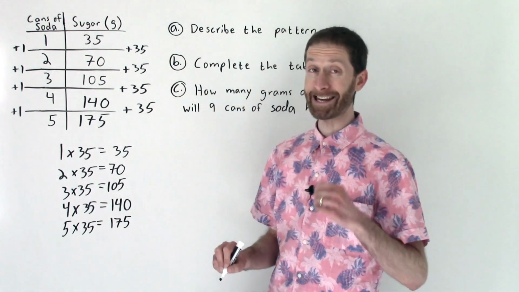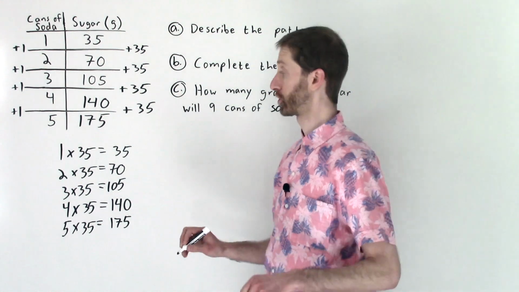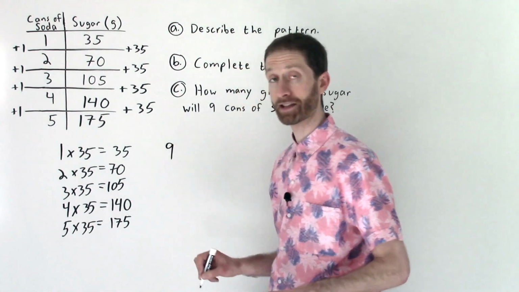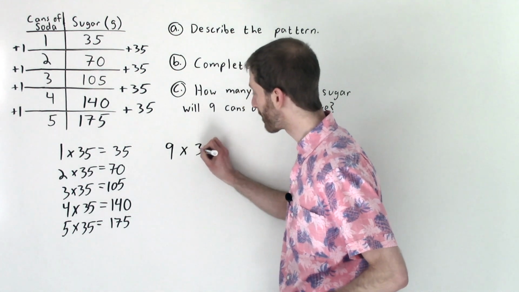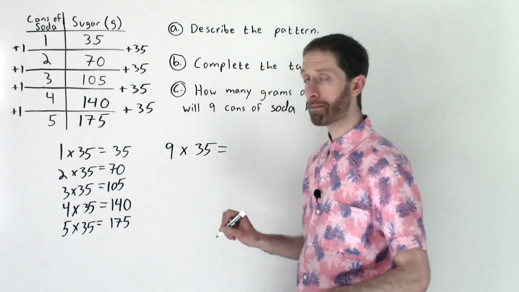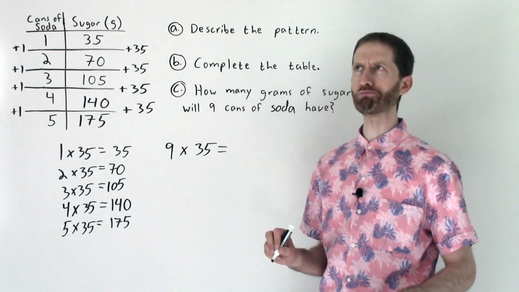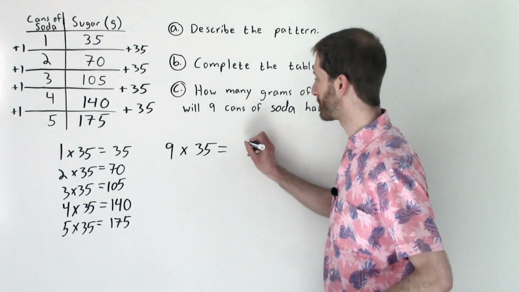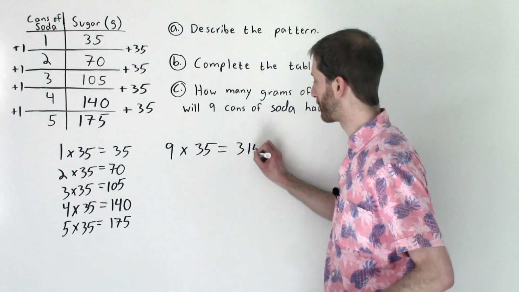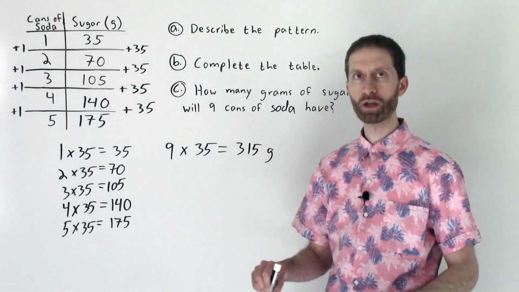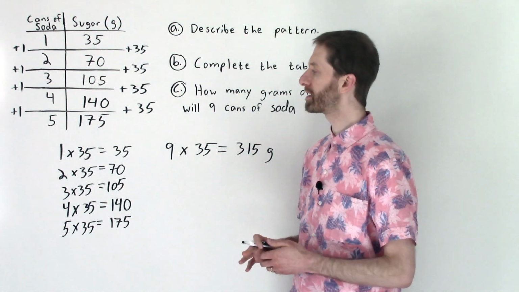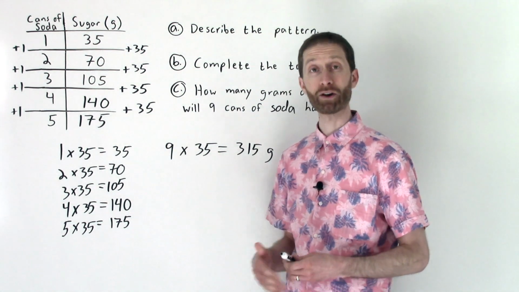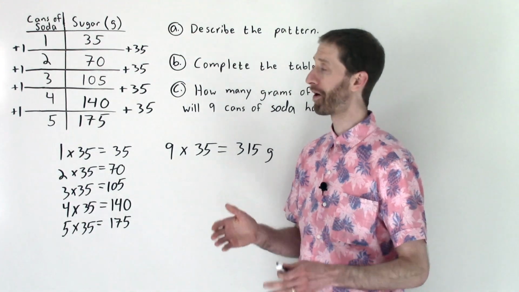So if I need 9 cans worth of sugar, so 9 cans of soda, how much sugar is in it? I would have 9 times that I've added 35. And when we do that math out, we get, a little bit of mental math, I believe it's going to be 315 grams of sugar. So if we listen to the descriptions that we give to these patterns, they often lead us to some very neat mathematical patterns. Awesome, awesome stuff.